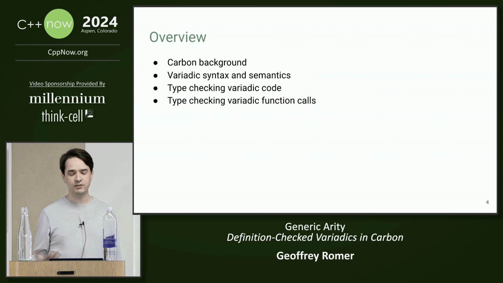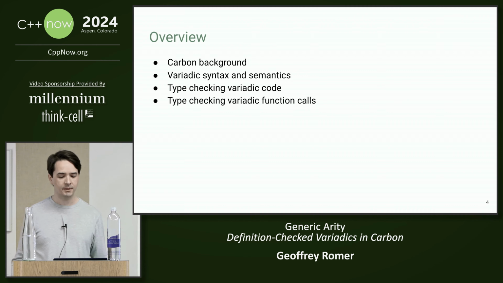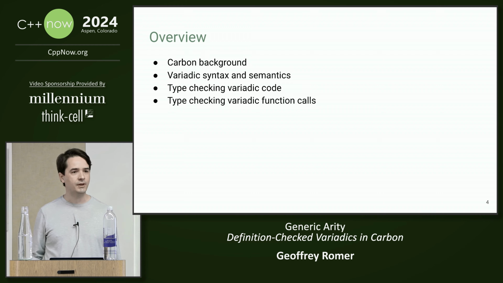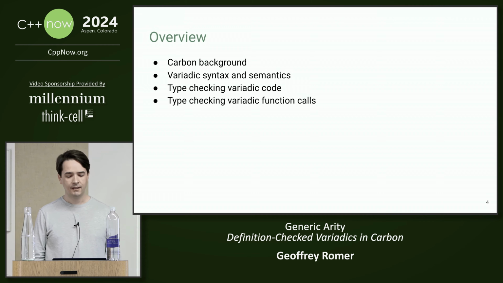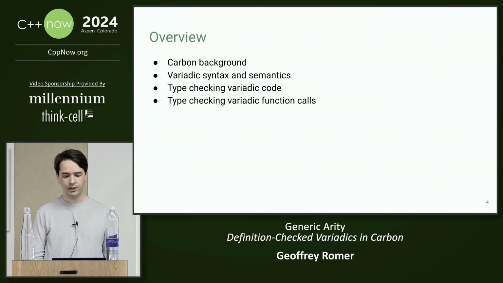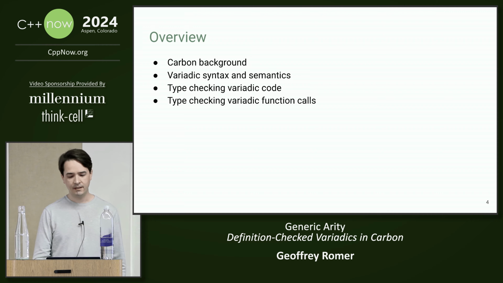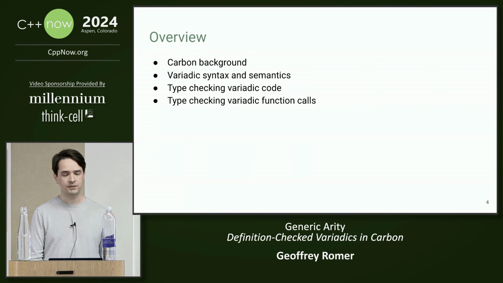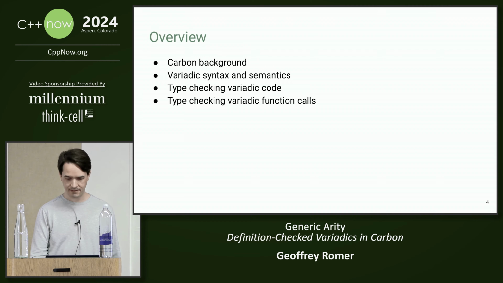So to start with, I'm going to give some background about what Carbon is and how definition checking works in Carbon. Then I'll cover the syntax and the runtime semantics of how we write Variadic code in Carbon. And then I'll cover how we can extend Carbon's definition checking to cover Variadic code. And then there will be a deeper dive into type checking Variadic function calls, which turns out to be the most challenging case.